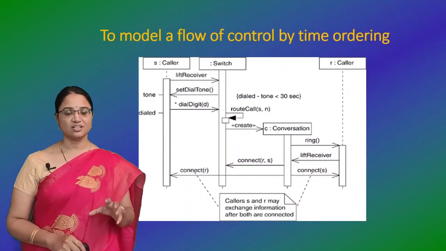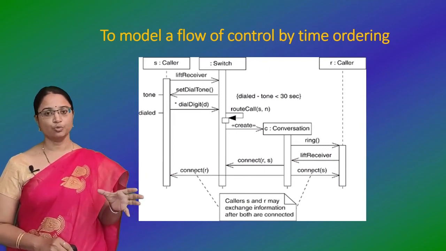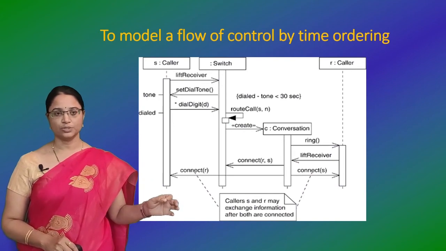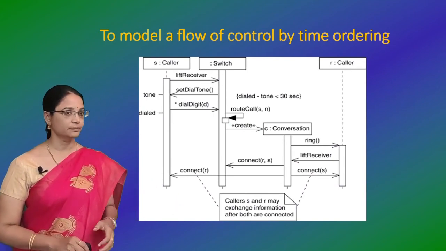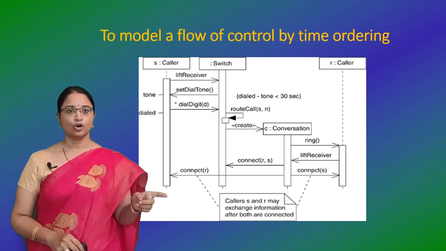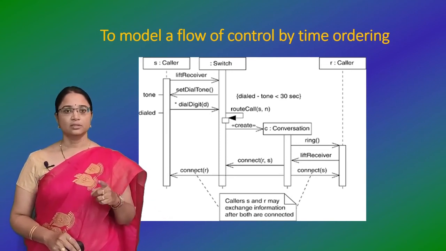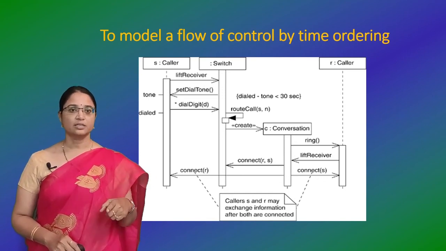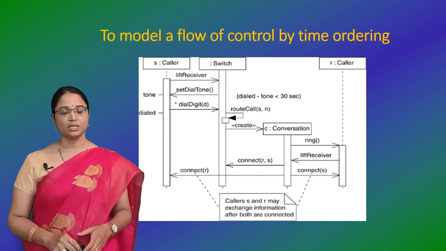First of all, you need to consider a scenario. What scenario do you want to model? The next step is to identify the objects. If you consider the figure here, it has objects like a caller and another caller. It is nothing but a sender and the receiver. Next, there is a switch between the objects.